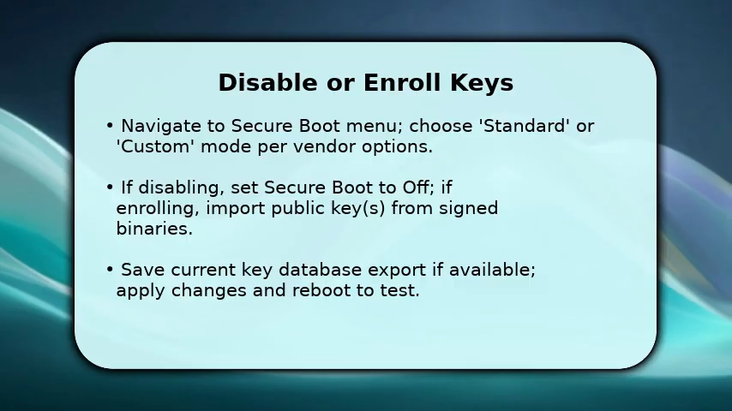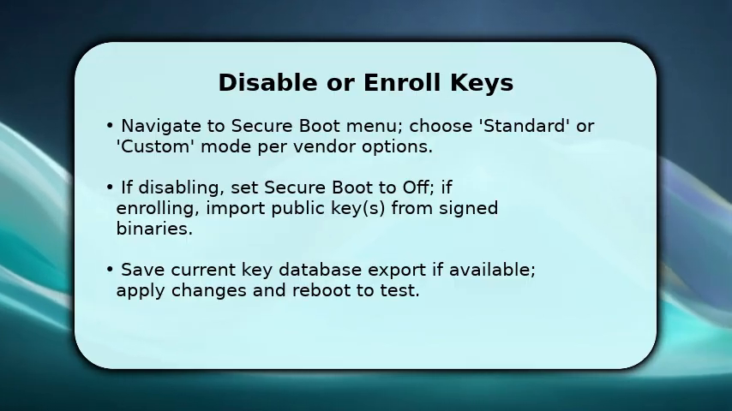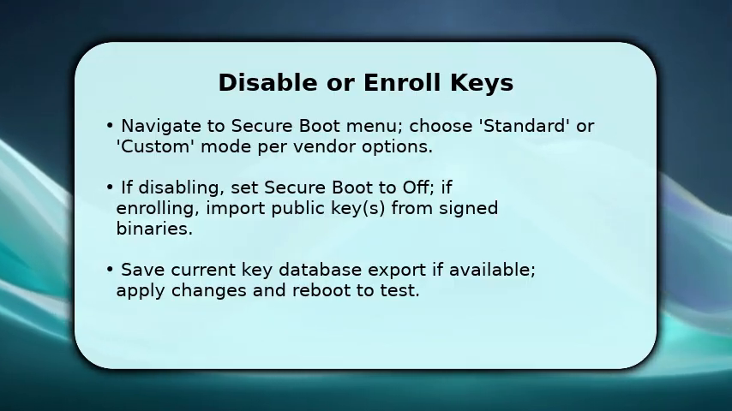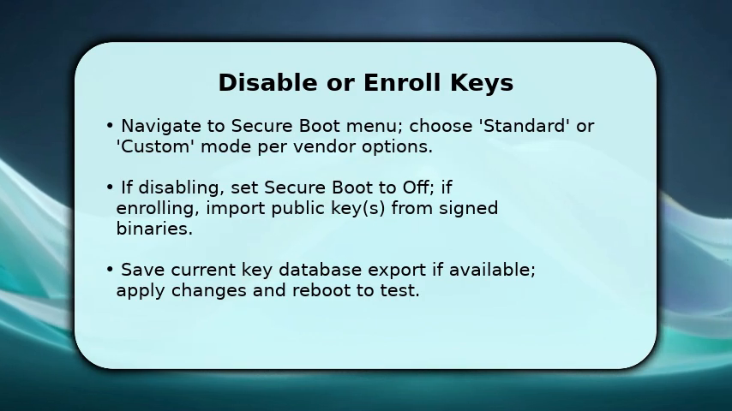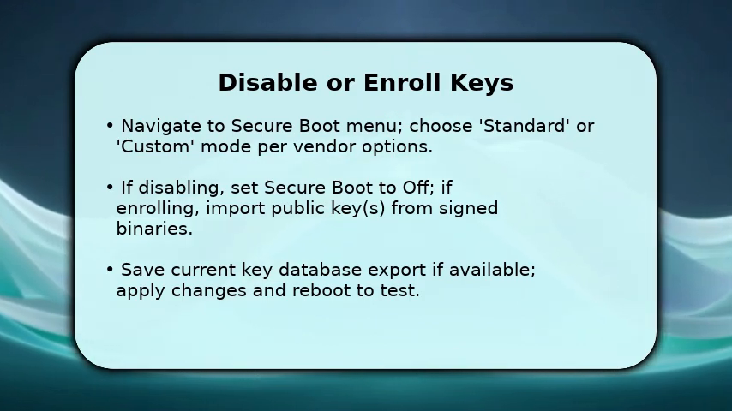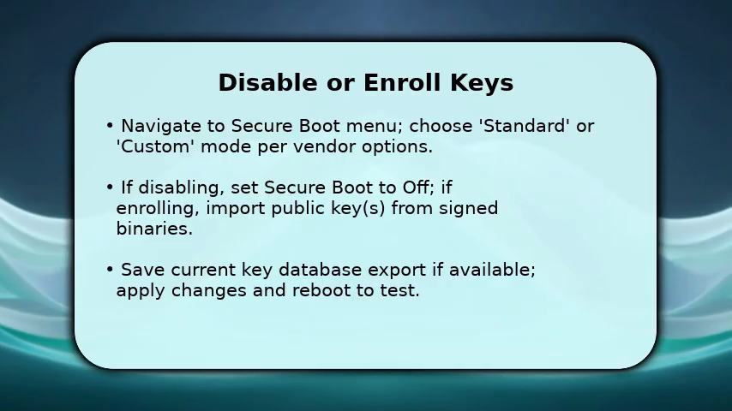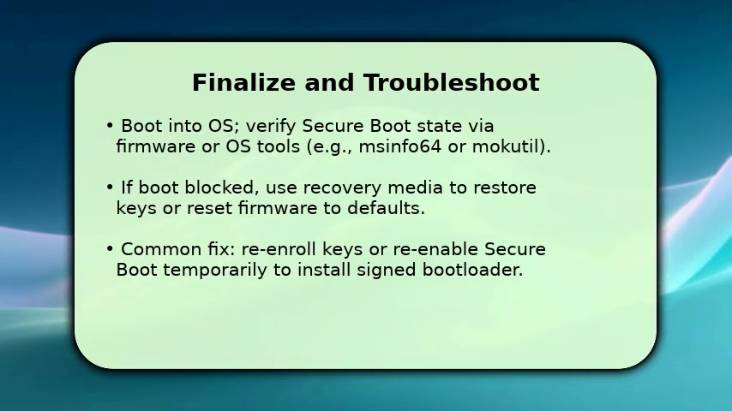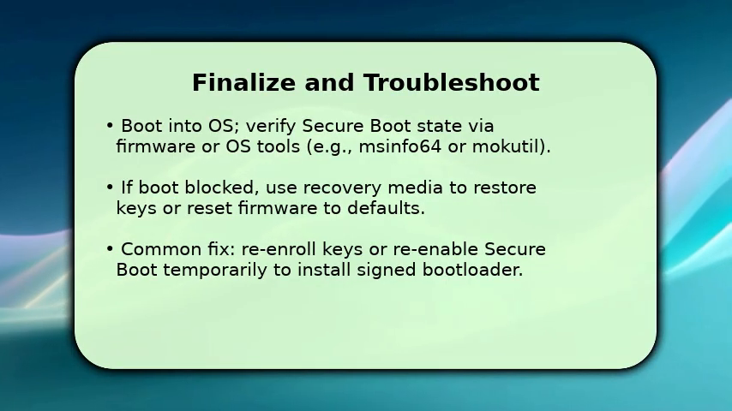Save changes, then reboot to let the firmware apply settings and confirm the system will progress to the OS loader. To finish, boot into the operating system and confirm Secure Boot status using built-in tools. On Windows, use System Information. On Linux, use mokutil or fwupd.